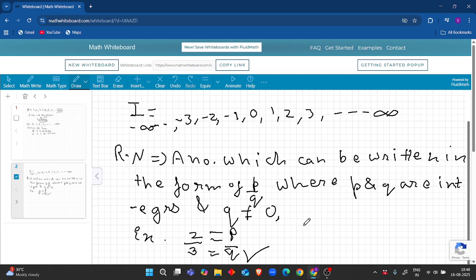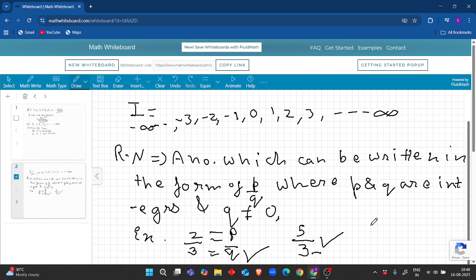Now checking another number, like I write 5 by 3. In order to check whether it is a rational number or not, we go to the definition: a number which can be written in the form of p by q. Yes, it is written in the form of p by q, where p is 5 and q is 3, and p and q both are integers and q is not equal to 0. Yes, 3 is not equal to 0, that's why it is a rational number.